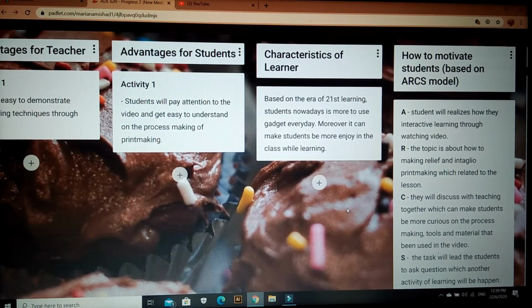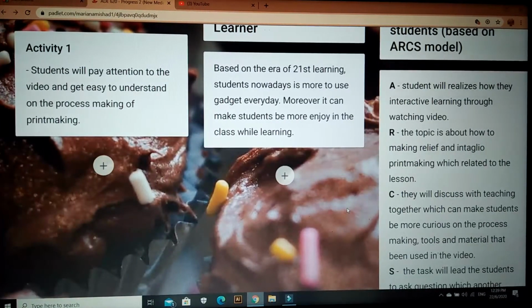The characteristic of the learner is based on the era of 21st century learning. Students nowadays use gadgets every day. Moreover, it can make students enjoy the class more while learning.